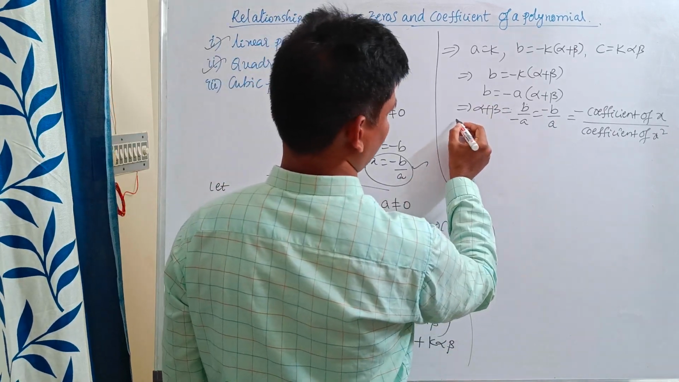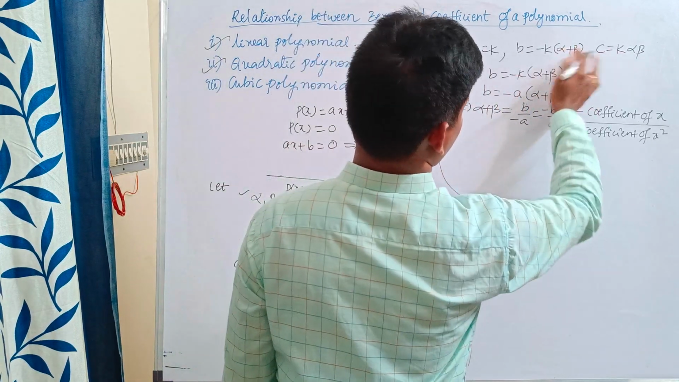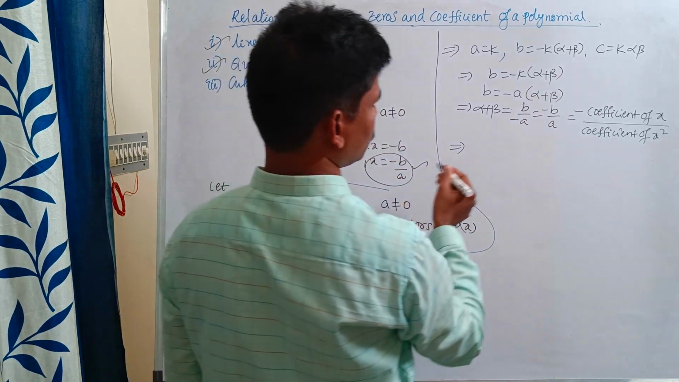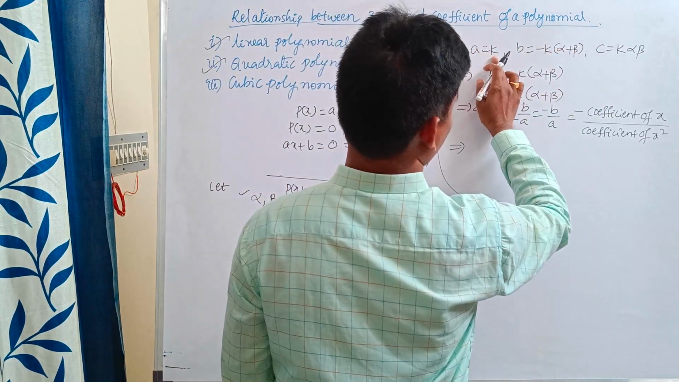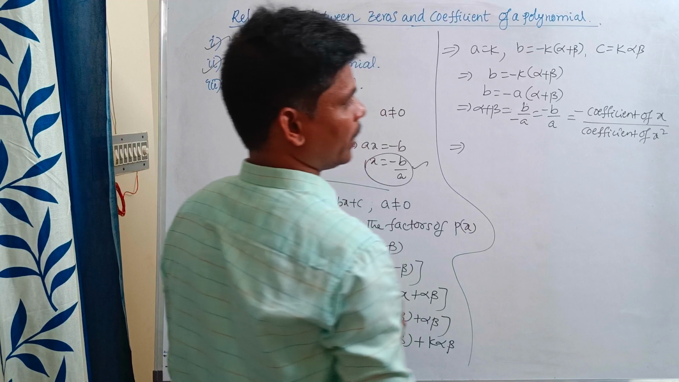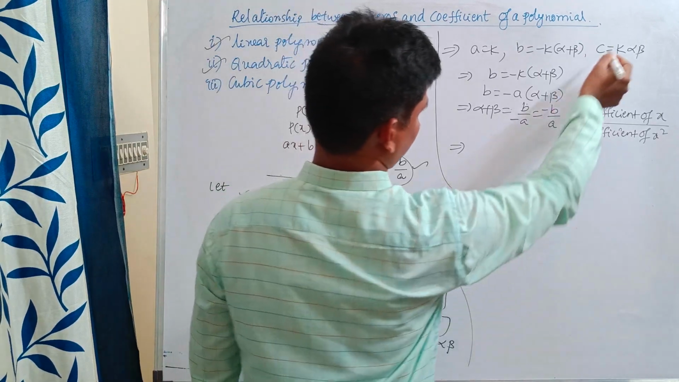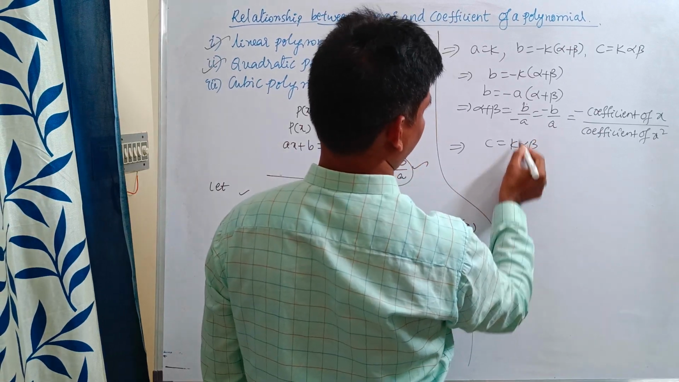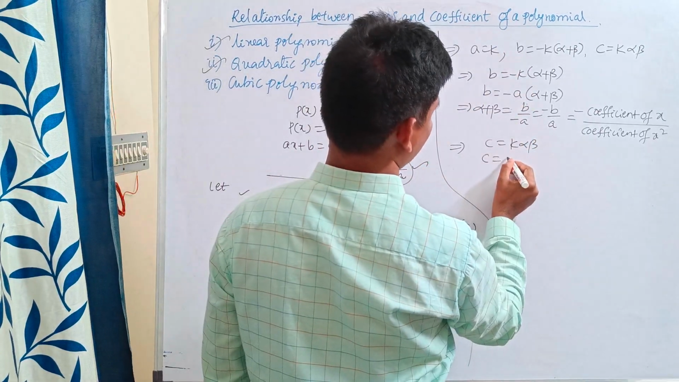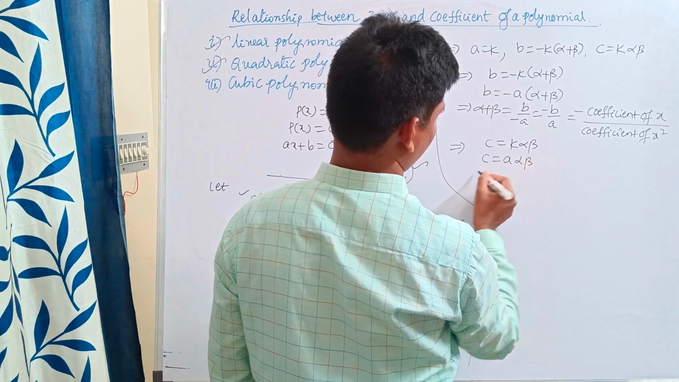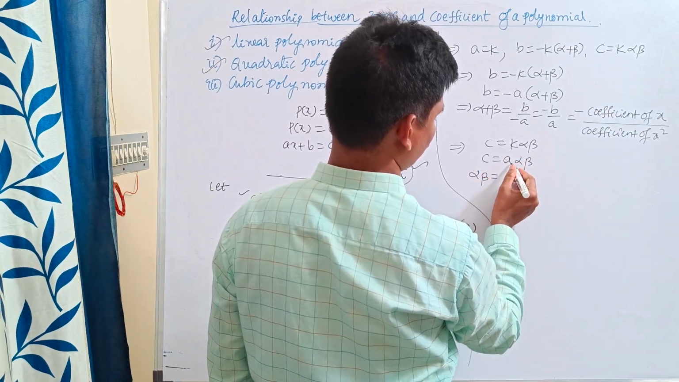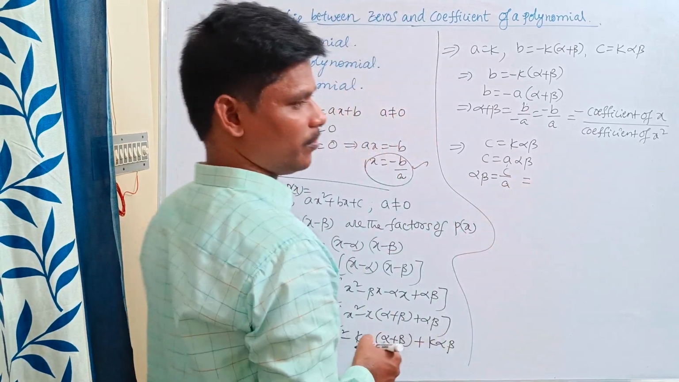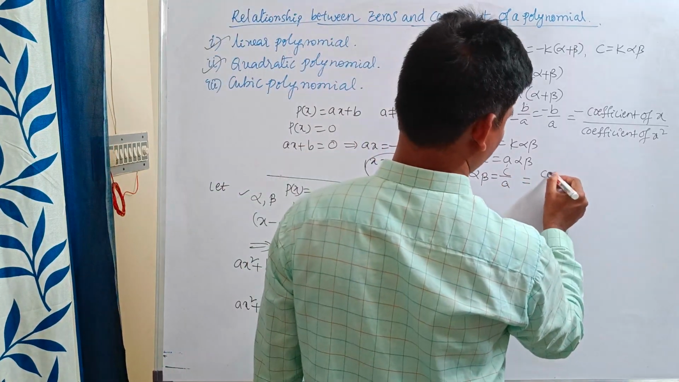This is called the sum of the zeros. Next, compare these two: a is equal to k, and c is equal to k alpha beta. In place of k, I write a, so c is equal to a alpha beta. Transposing to this side, alpha beta is equal to c by a. What is c by a? c means the constant.